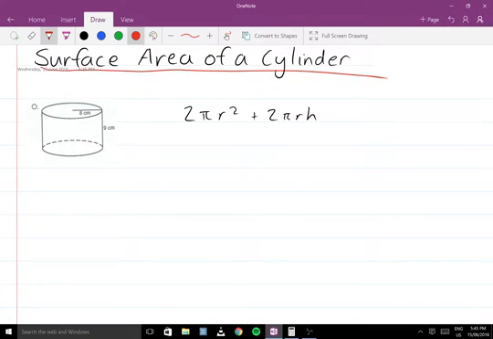Hello guys and girls, today we're looking at the surface area of a cylinder. So let's get started. First I'm going to give you a little bit of a demo on how to solve the problem, and then we'll go through a piece of the intuition.